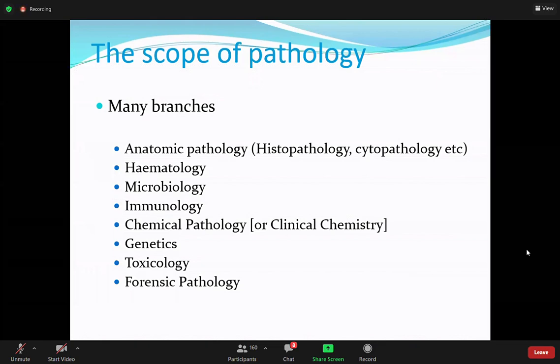Then we have genetics. It relates with the genes of the body. There are full genetic studies in pathology, so we have different lectures of genetics also.